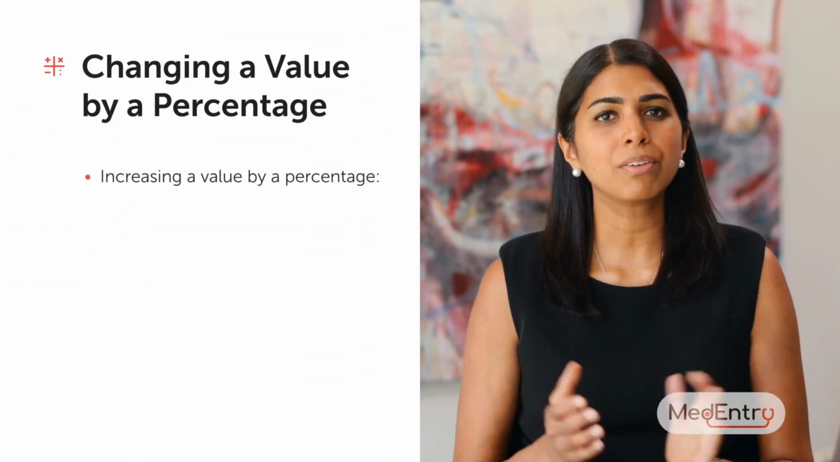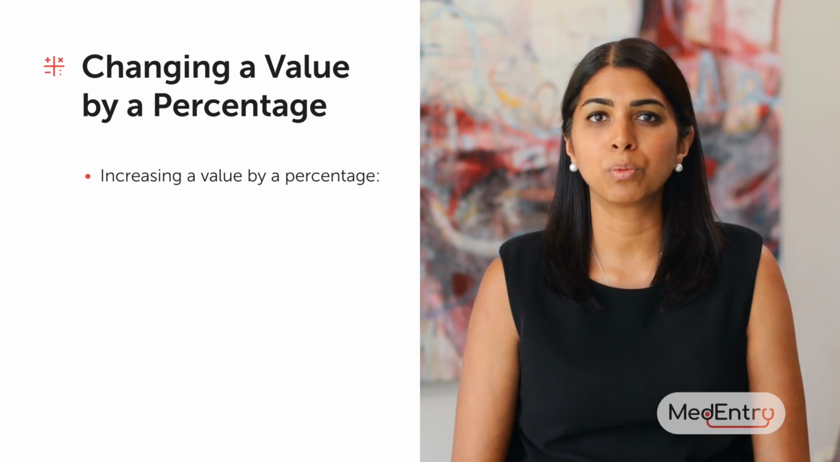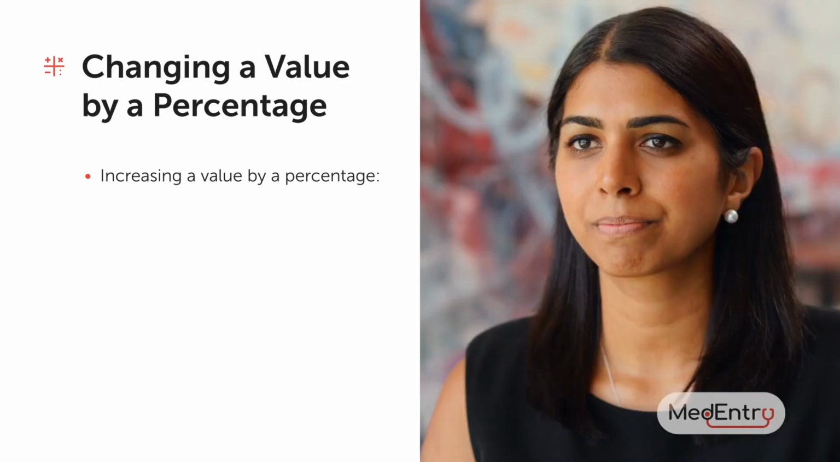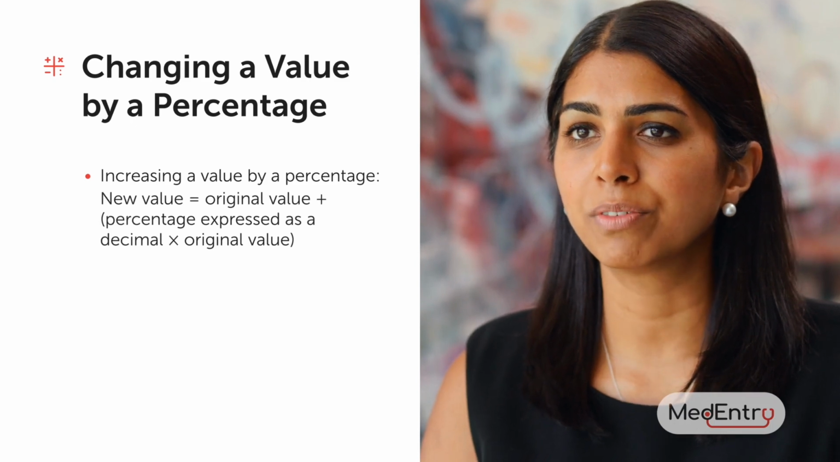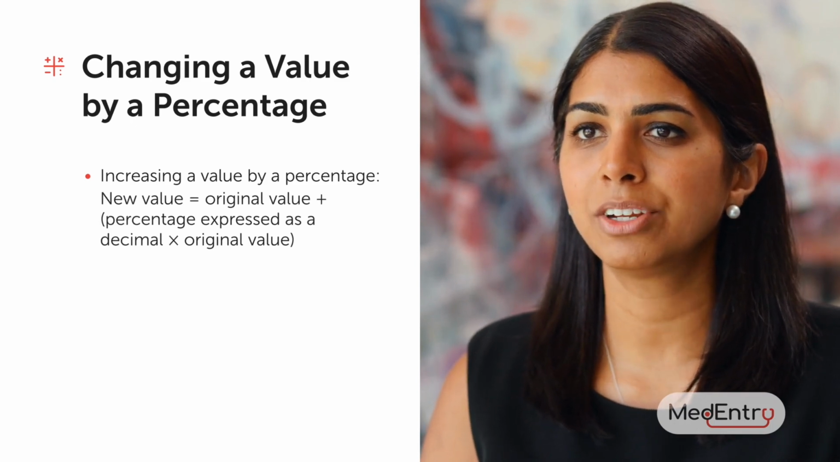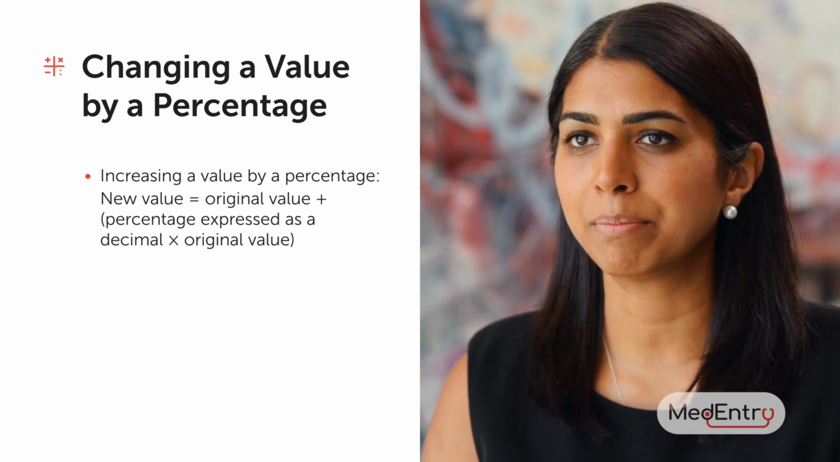Let's begin by discussing how to change a value by a percentage. A common calculation that you'll need to make in QR is increasing or decreasing a given value by a percentage. Let's first discuss how to increase a value by a percentage. To increase a value by a percentage, most people would use this formula. New value equals original value plus percentage expressed as a decimal times original value.